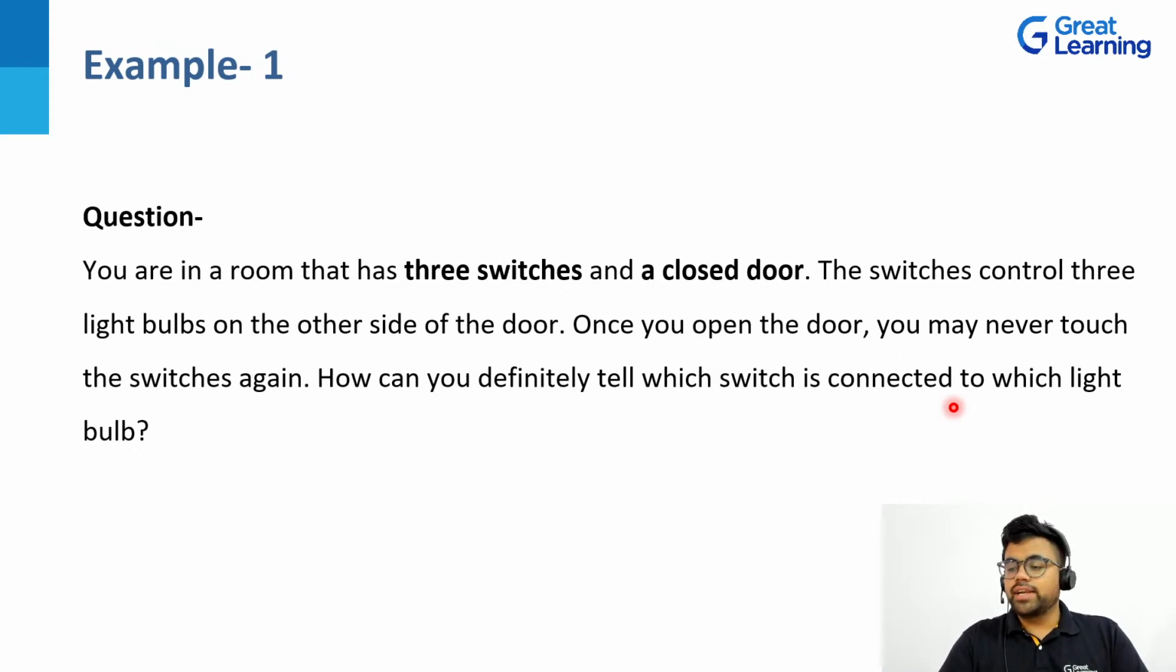I'll read the question again. You are in a room that has three switches and a closed door. The switches control three light bulbs on the other side of the door. Once you open the door, you may never touch the switches again. How can you definitely tell which switch is connected to what light bulb? Now, when I have this particular question in front of me, what should be my approach?